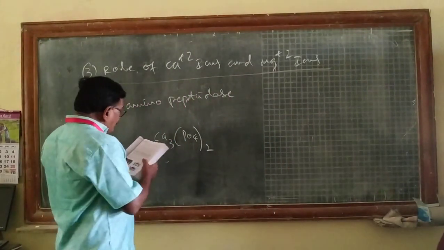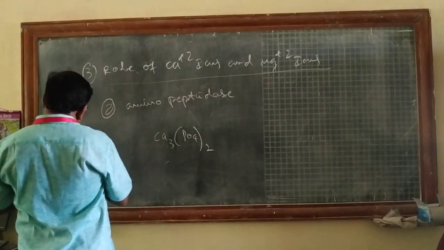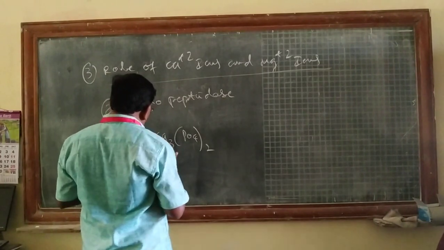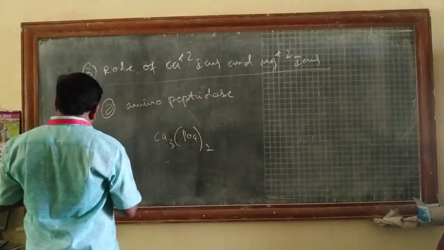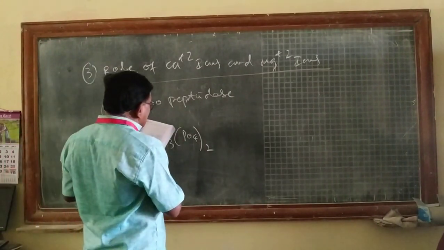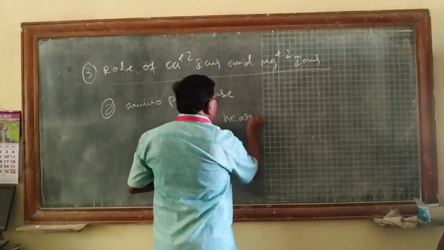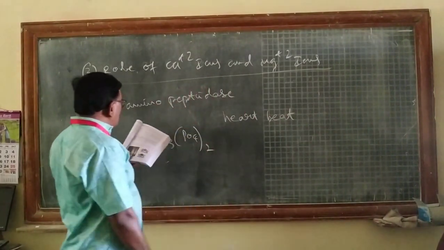The next are some noteworthy points regarding calcium and magnesium ions. The first point is that calcium ions are needed to bring about blood clotting and contraction of muscles such as the heartbeat. The heartbeat rate is controlled by the calcium and magnesium ions.